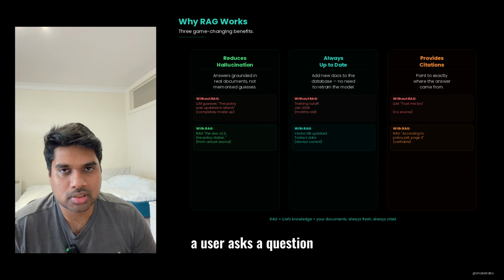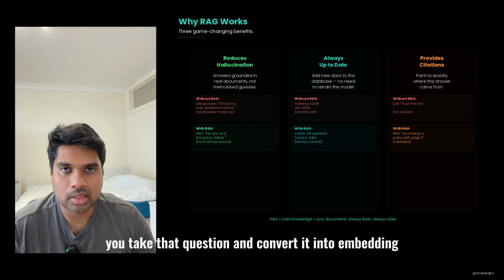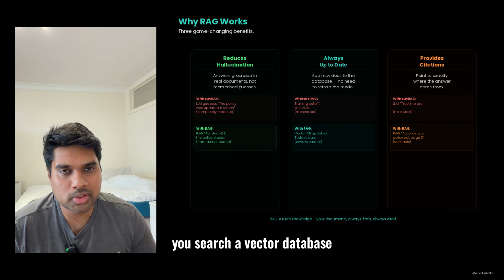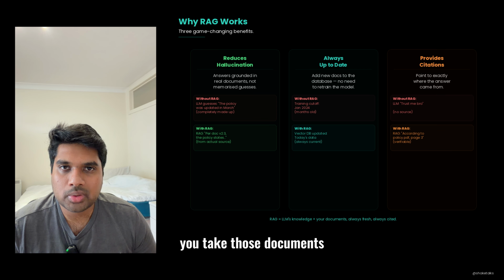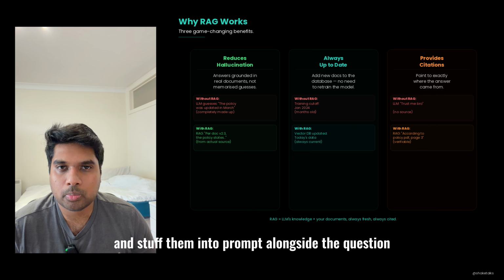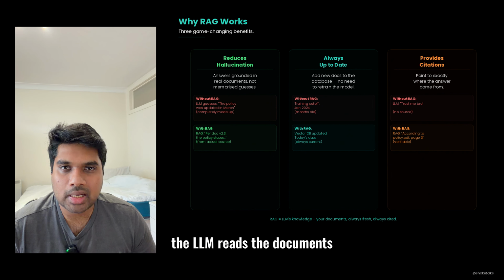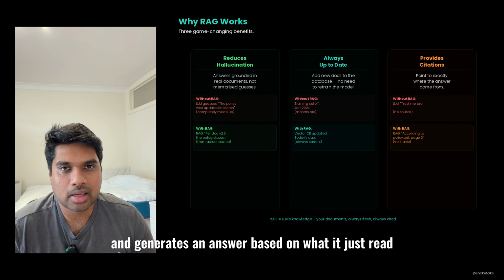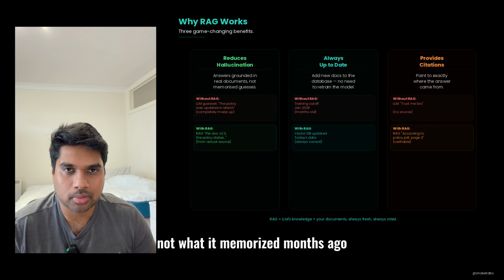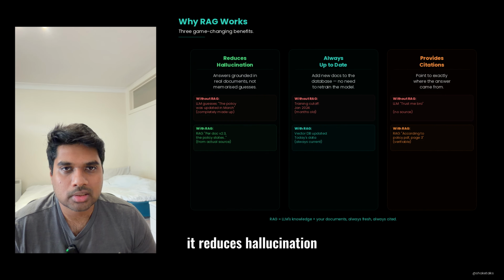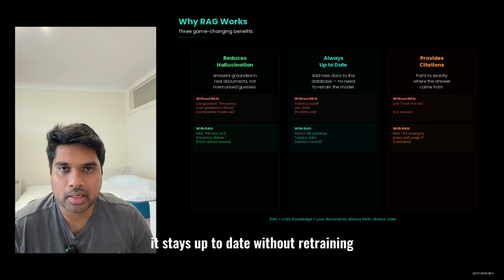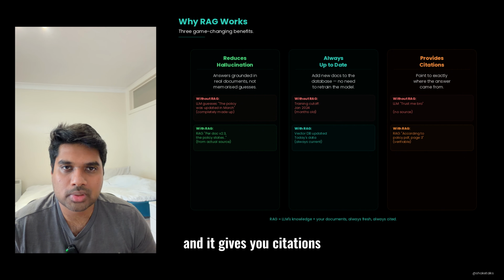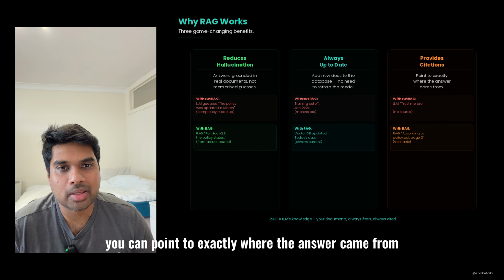Here's how it works step by step. A user asks a question. You take that question and convert it into an embedding. You search a vector database for documents that are most similar to that question. You take those documents and stuff them into the prompt alongside the question. The LLM reads the documents and generates an answer based on what it just read, not what it memorized months ago. It reduces hallucination because answers are grounded in real documents. It stays up to date without retraining, and it gives you citations. You can point to exactly where the answer came from.